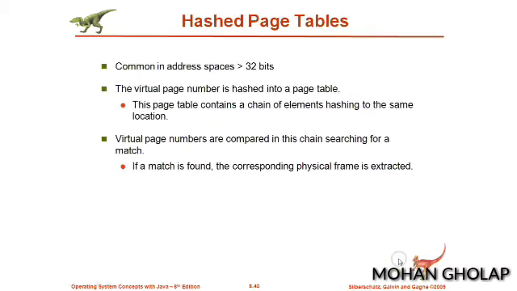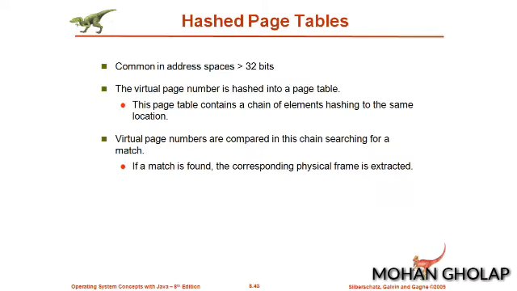The second type of page table implementation is the hashed page table implementation. As the name itself indicates, hashing is used here. Hashing means a particular hash function is used to map one value to another value. This is useful for address spaces greater than 32 bits. If the address space is less than 32 bits, you can go with the hierarchical one, and if it is above 32 bits, you can use the hashed page table.